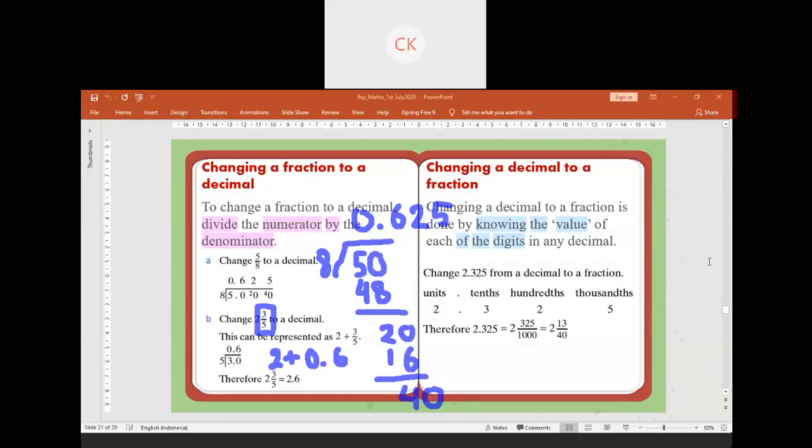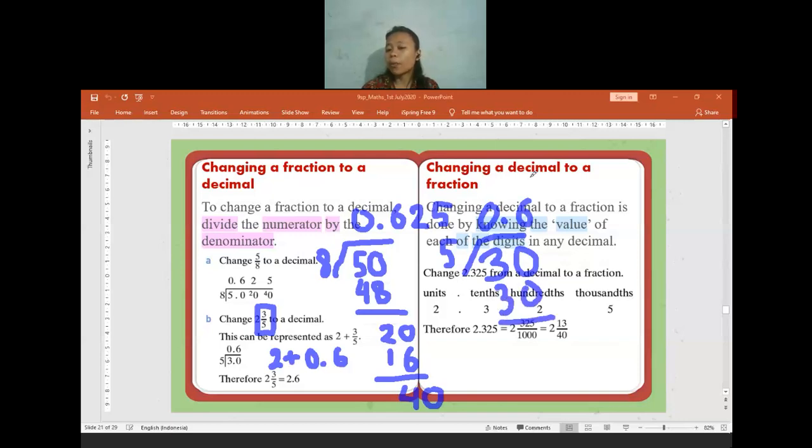Yes, 3 divided by 5. I told you when it is a mixed number, you just focus on the fraction. The fraction is 3 by 5, so just do 3 divided by 5. Is 3 divisible by 5? No, right? When it is no, I need to start with 0 point. So I can add another 0. 30 divided by 5 equals how many? 6, right? 6 times 5 equals 30. So it's already done. It will be only 0.6.